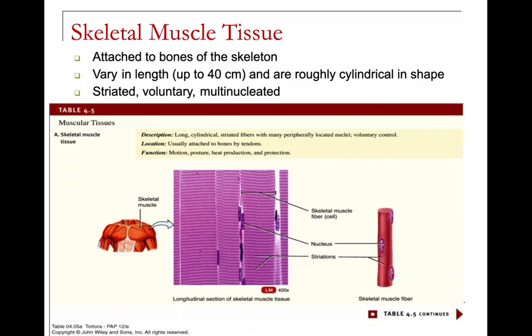So skeletal muscle tissue is attached to the bones of the skeleton. They'll vary in length based on which muscle it is. Some are roughly cylindrical, some up to 40 centimeters. They are striated, so they have the striped appearance, under voluntary control, so you do have conscious awareness and control of them, and they're multinucleated.